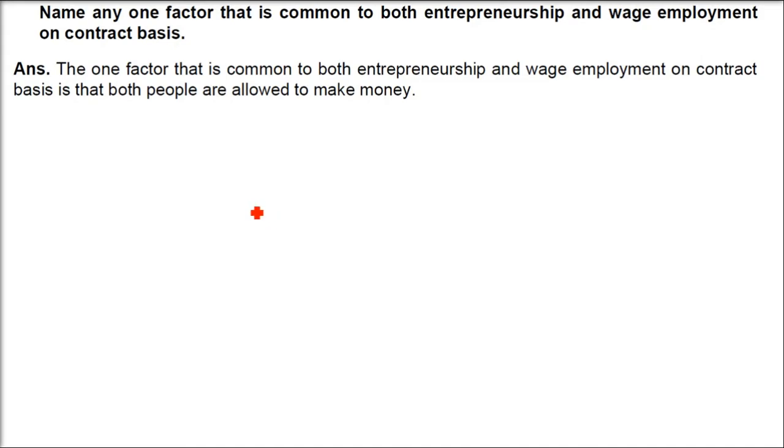Name any one factor that is common to both entrepreneurship and wage employment on contract basis. So the main thing is both earn money. Both are doing everything for money. So you are either a wage employee or an entrepreneur. An entrepreneur can earn on the basis of the risk, on the basis of the ideas he has. A wage employee will get a stipulated amount, the same amount every month, maybe some increment sometime. But the entrepreneur is free. He can get whatever profit he wants if he has a good idea and the market needs it.